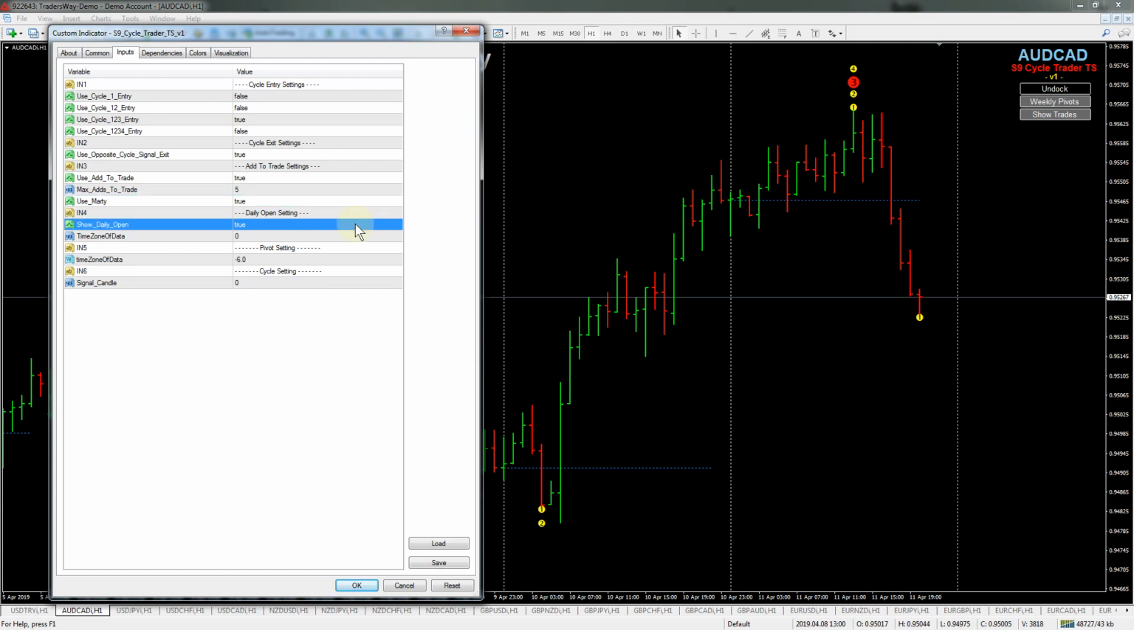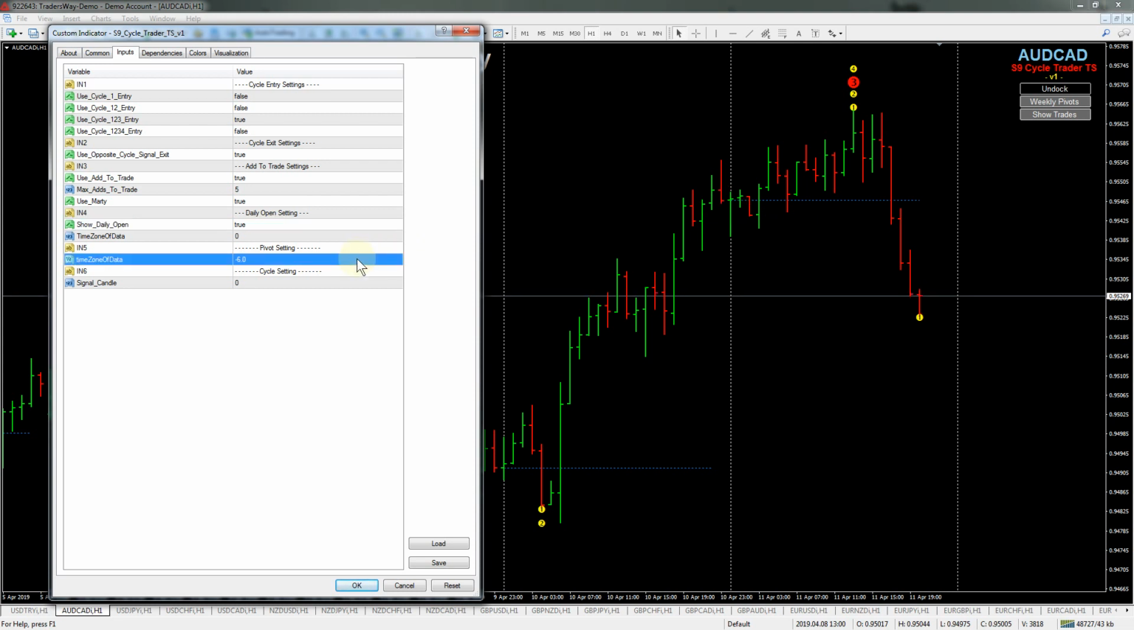Show daily open, that's what this is. They don't do anything for the TS, they're just there for you to look at. Some people like them. If you don't want them on the screen, just set this to false. And this is the time zone of this here. You may have to change that if it doesn't line up with your daily open.